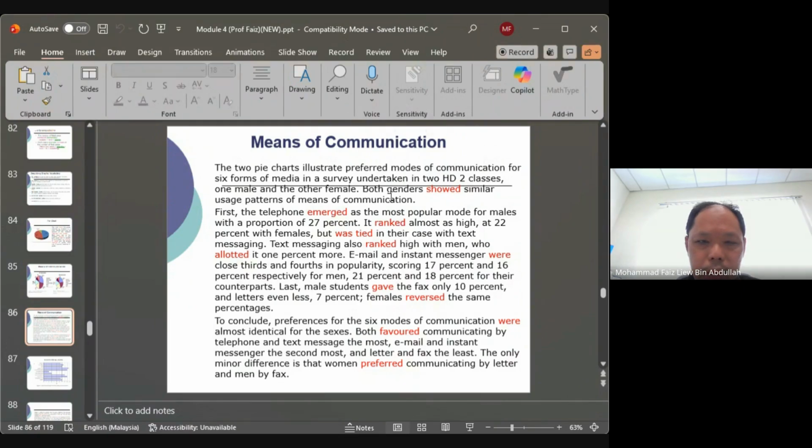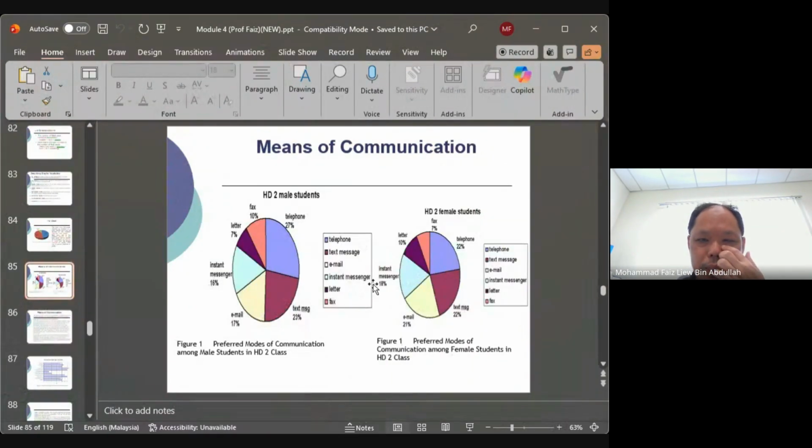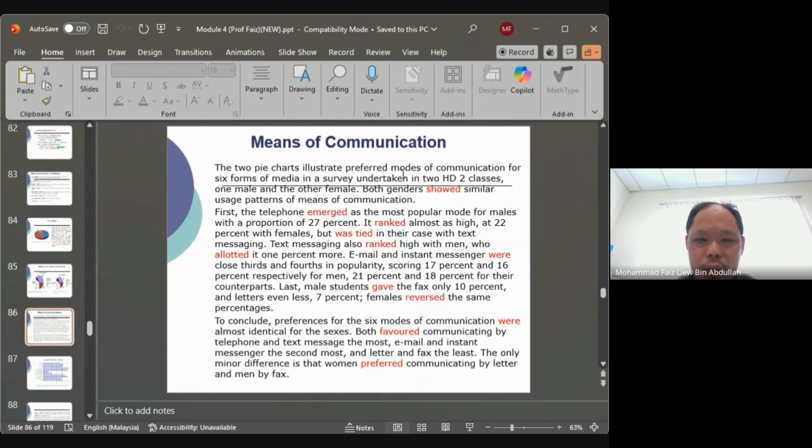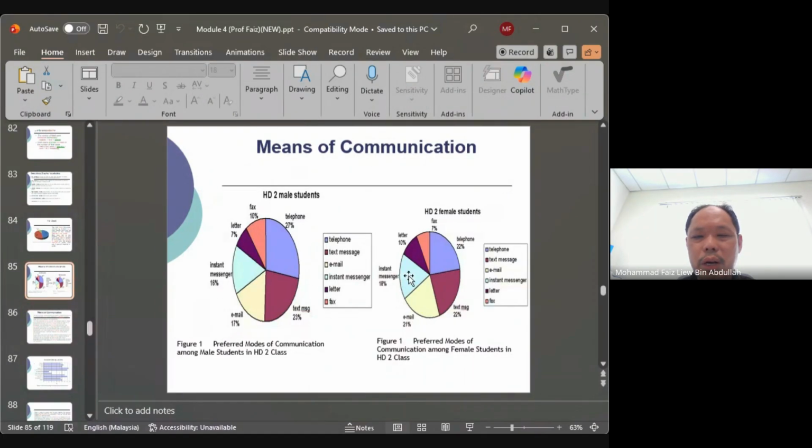So from these two pie charts, you can see the elaboration. The two pie charts illustrate preferred modes of communication for sixth form media survey taken by two HD classes, one male and another female. And then you can look at the words: both genders show similar usage patterns of means of communication, because from the graph you can see almost the same pattern. Only the percentage is a bit different.